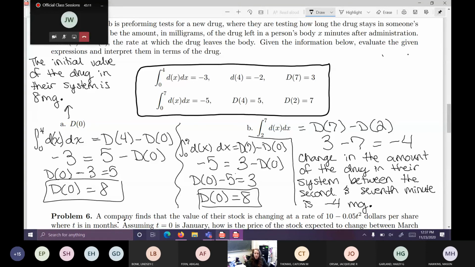A better way to say it would probably be something like between the 2nd and 7th minute, 4 milligrams of the drug will leave the person's body or something like that. But y'all know that I don't really care about whether or not it's good phrased English as long as it gets the point across. So there are 2 types of questions on your homework that are very similar to that, where you're just given a bunch of information and you're asked to find that value. Is there anything else on here that might trip y'all up?